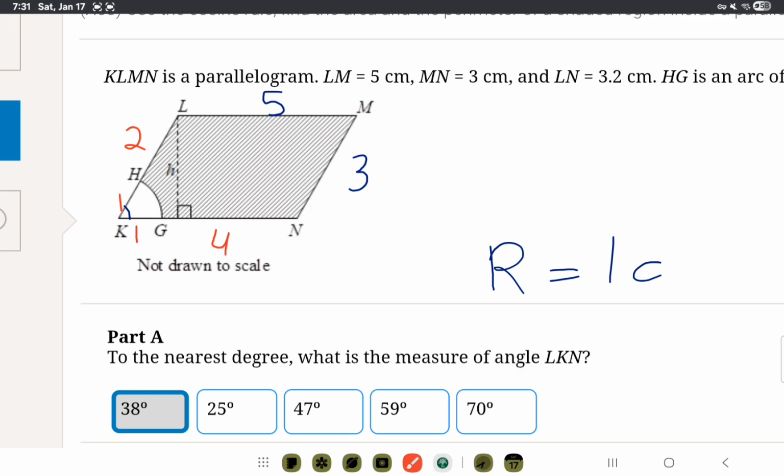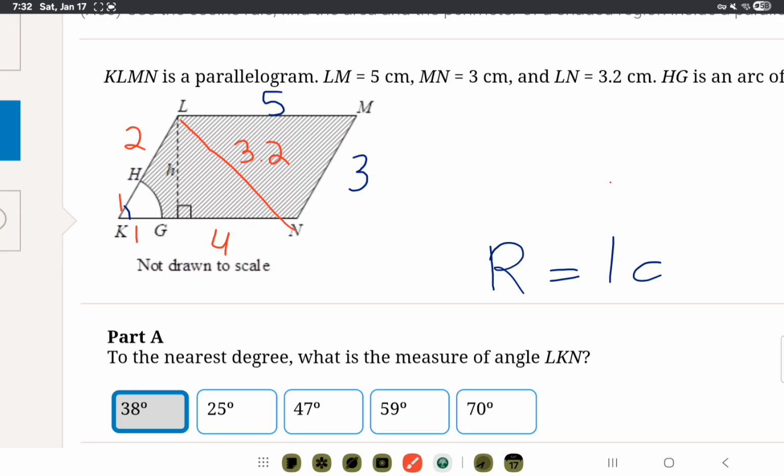Now the cosine rule of this triangle. Wait, where was the 3.2? LN is 3.2. Okay.